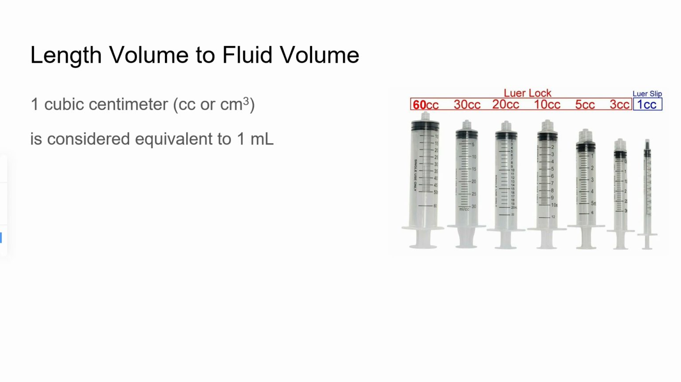In the laboratory, it's important to note that 1 cubic centimeter, also called a cc, or you may see it written cm cubed, is considered equivalent to 1 milliliter. So here are various syringes, and you can see they are laid out by cc's. But here you can see the unit clearly says ml/cc. So milliliters and cc's are the same thing.